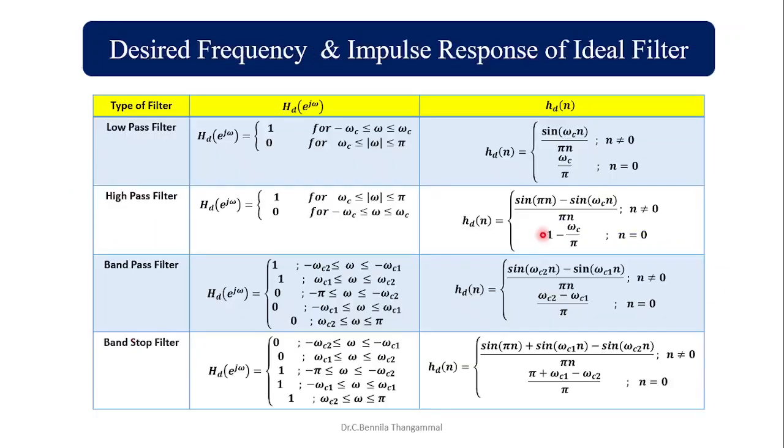This is the table that you have to copy for the desired frequency and impulse response of the ideal filter. A filter is said to be an ideal filter if it has the value 1 for the specific range. For a low pass filter, it is minus omega c to omega c. For a high pass filter, it is minus pi to minus omega c and omega c to pi. Modulus of omega means plus or minus omega, and its corresponding HD of n has been given. This table is similar to that of the Fourier series method.